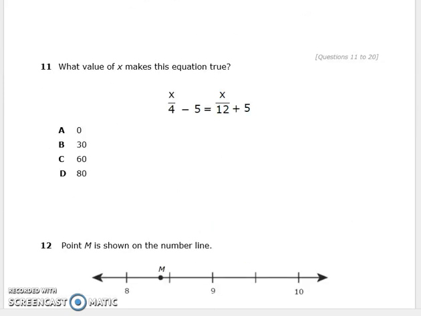Number 11. What value of x makes this equation true? A, 0. B, 30. C, 60. D, 80.